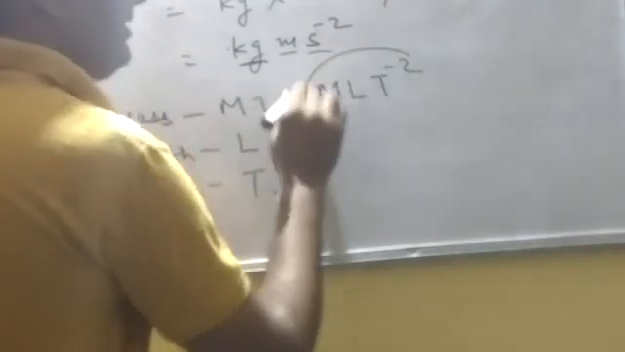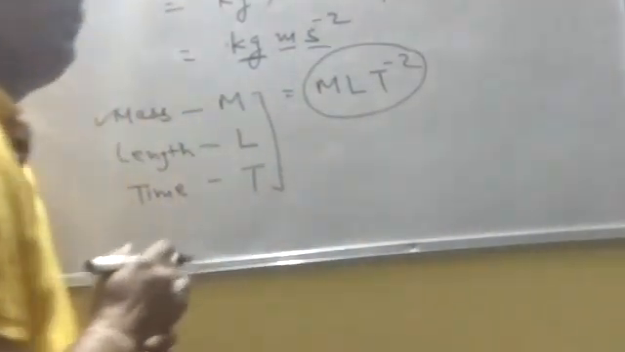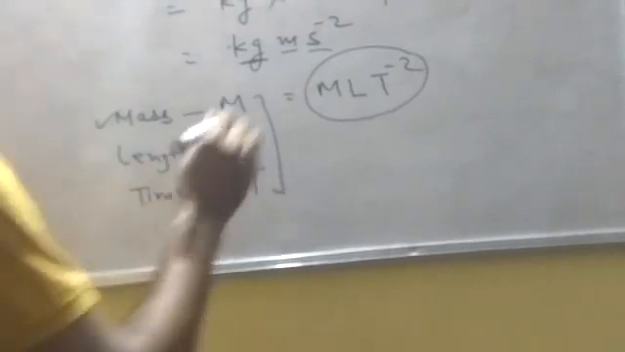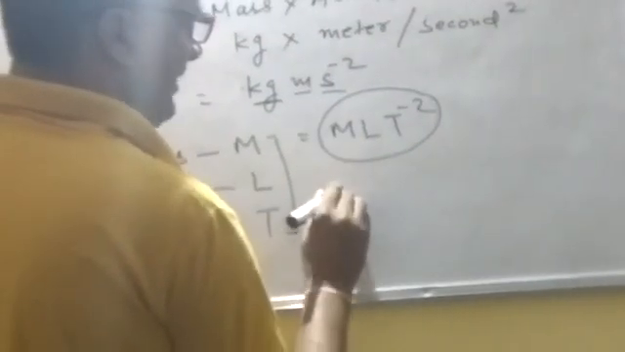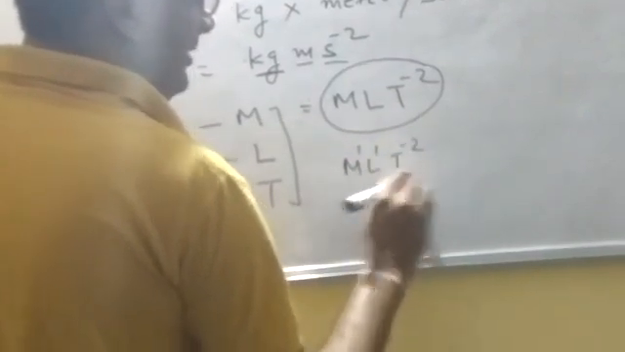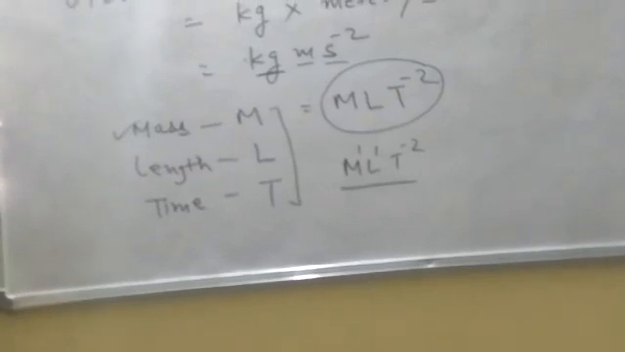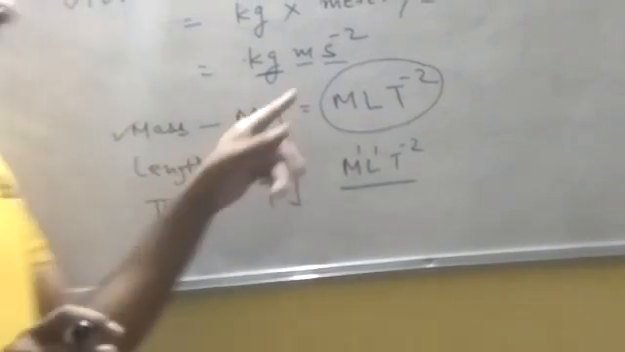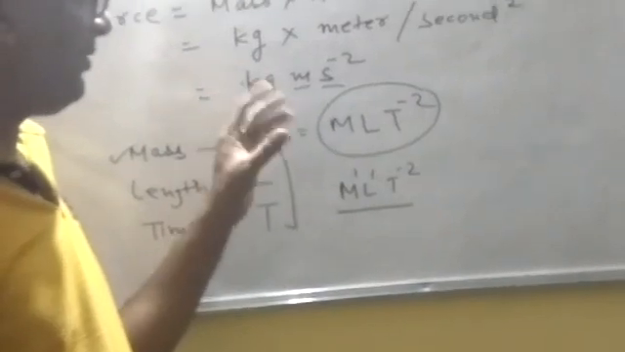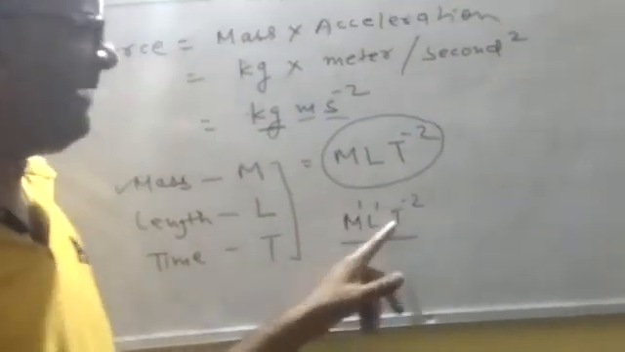So this is the dimension formula for force. Got it? If anybody asks you what the dimension formula for force is, it is M1 L1 T minus 2. Whether mass is there or not, we have to write the dimension formula always in these three terms, that is MLT.